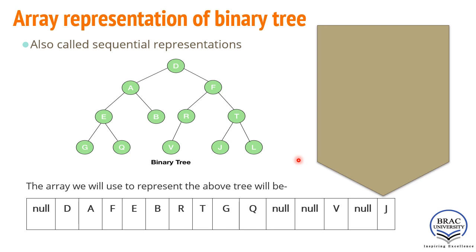In this way, the root is stored at position 1. The root's left child is stored at position 2. The root's right child is stored at position 3. The left child of the left child is stored at position 4, and so on. Okay, so this is the way to store data for array representation.